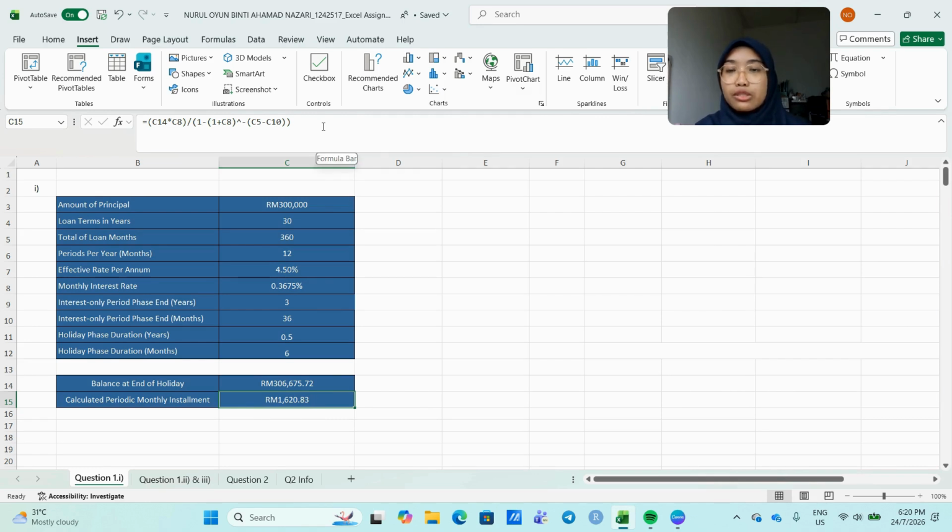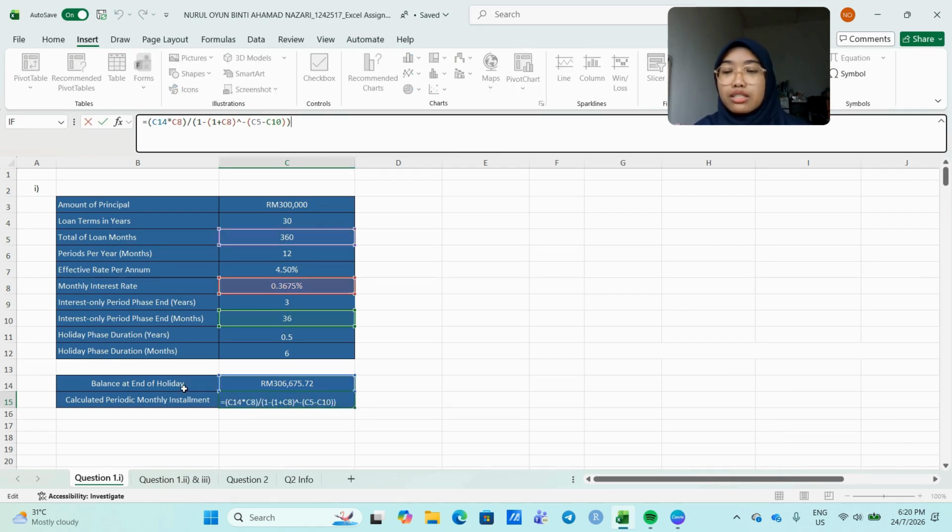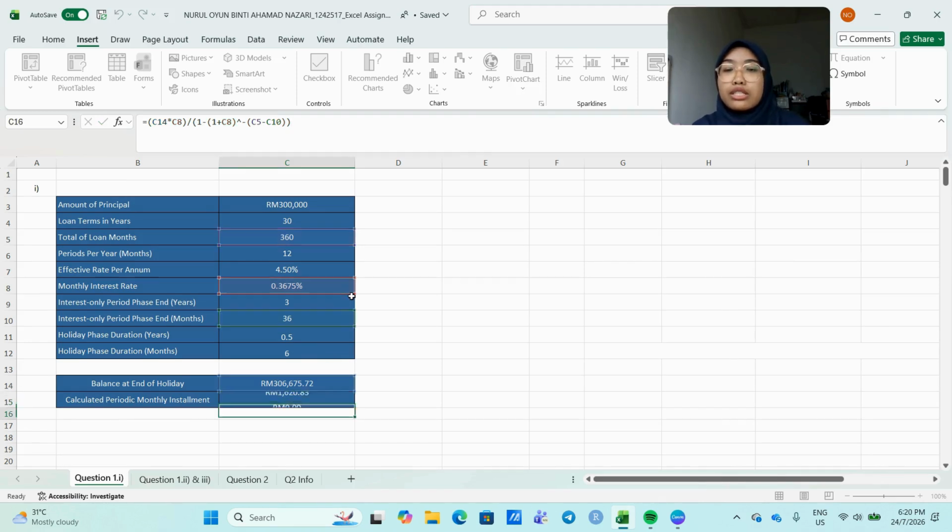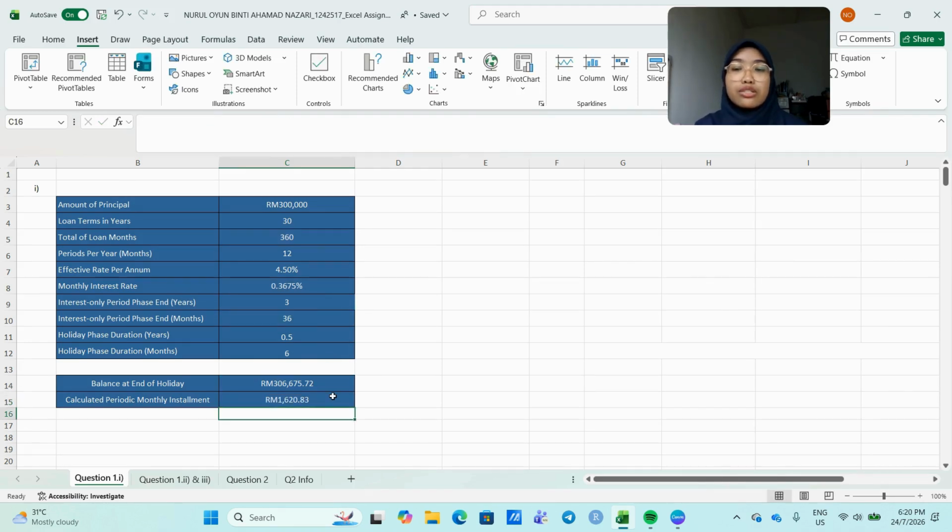Next, I calculated the periodic monthly installment. The monthly installment is the balance at the end of the holiday times monthly interest rate, over 1 minus 1 plus monthly interest rate to the power of negative, loan months 360 minus the interest-only phase of 36 months, so 324 months. So we got the monthly installment, which is 1,620 ringgit and 30 cents.